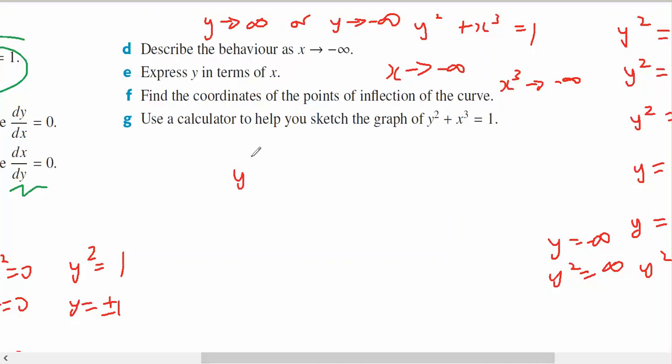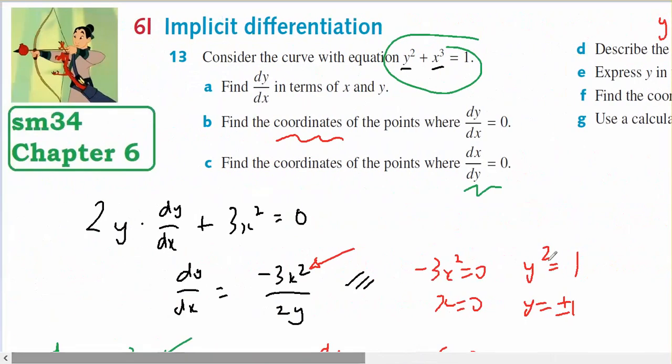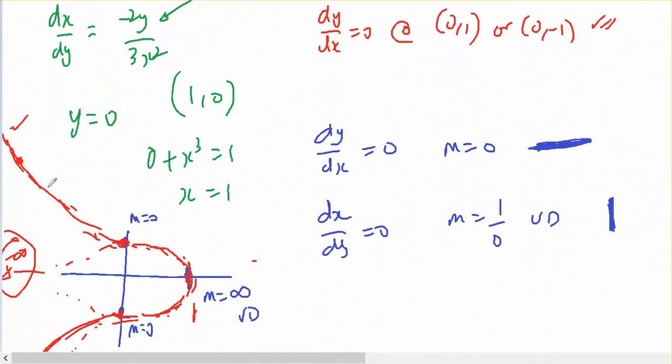Well, y squared equals 1 minus x cubed. So y either equals the square root of 1 minus x cubed, or it equals the negative square root of 1 minus x cubed, making me think that this one is the positive square root and this one is the negative square root.